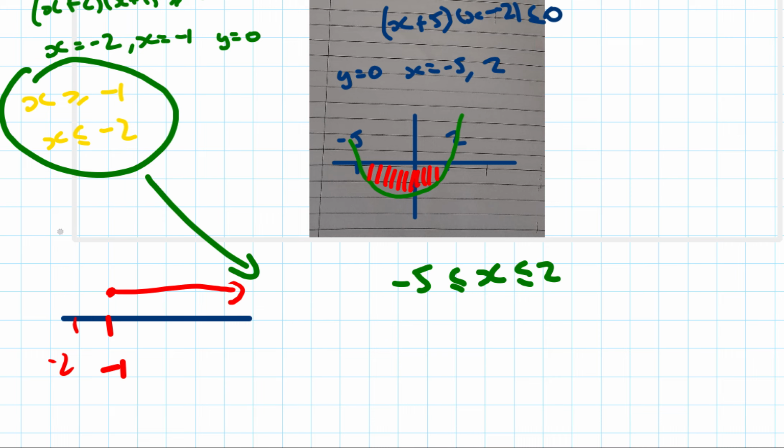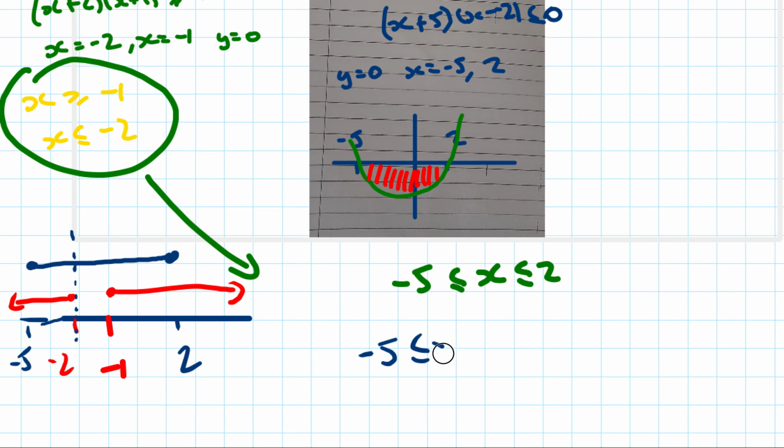And then for x is less than or equal to minus 2, it's going to be all the values that way. And on the same number line, we're going to look at this one. So here it's between 2 and minus 5. So it's going to be minus 5, and then it's also going to 2. So we can see here that there is a gap in our first one, which means that we can create our first inequality, which is that minus 5 is less than or equal to x, which is less than or equal to minus 2.